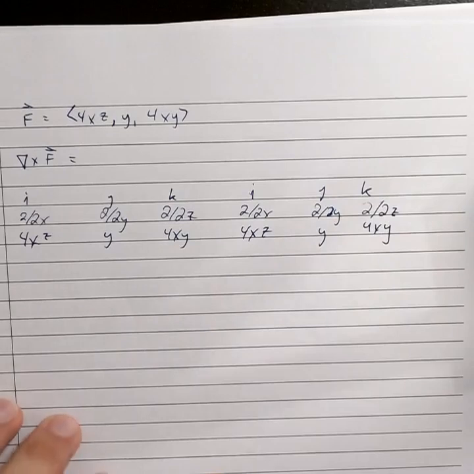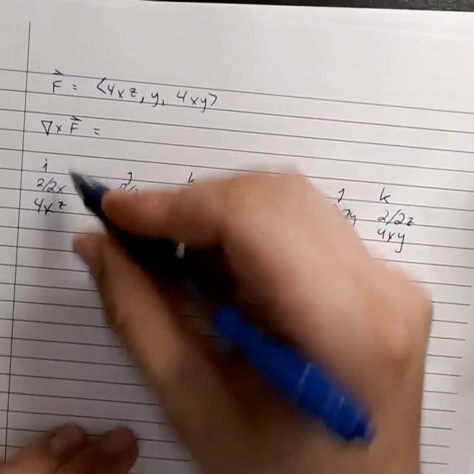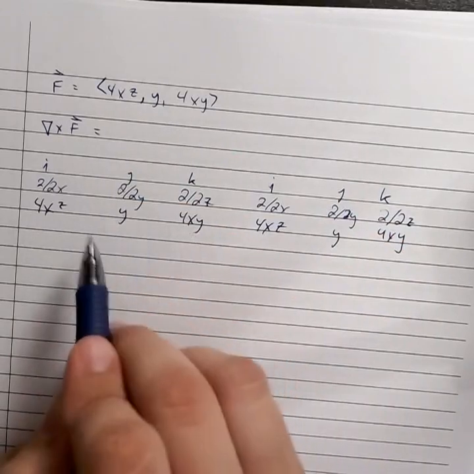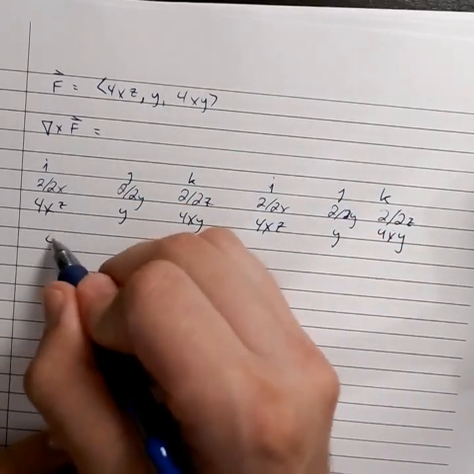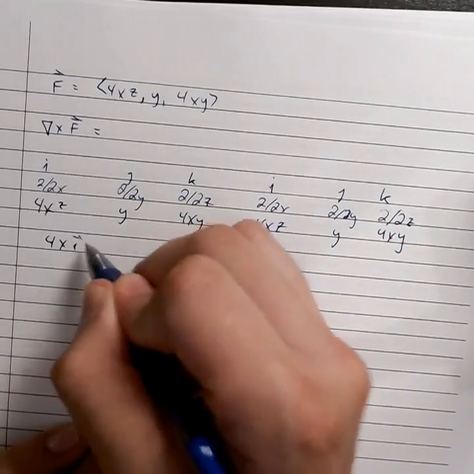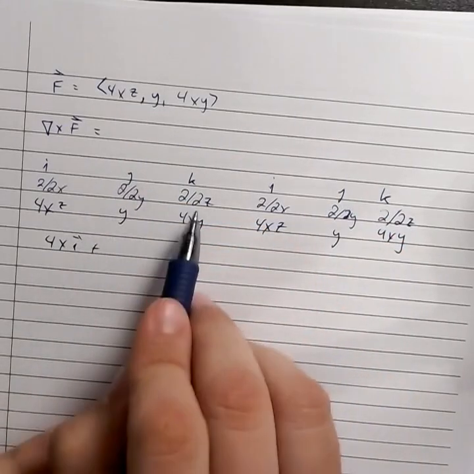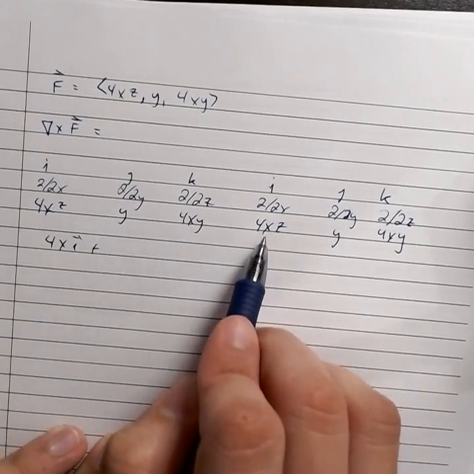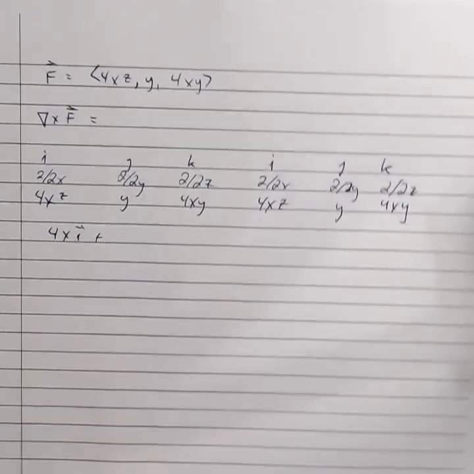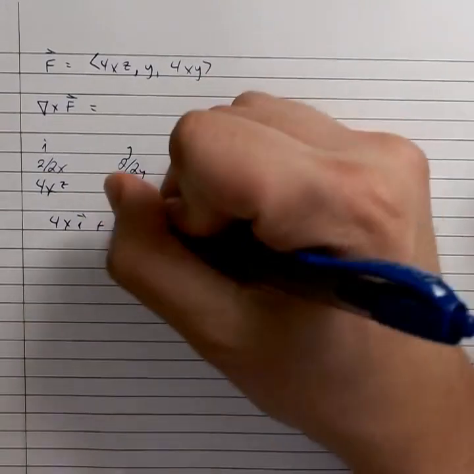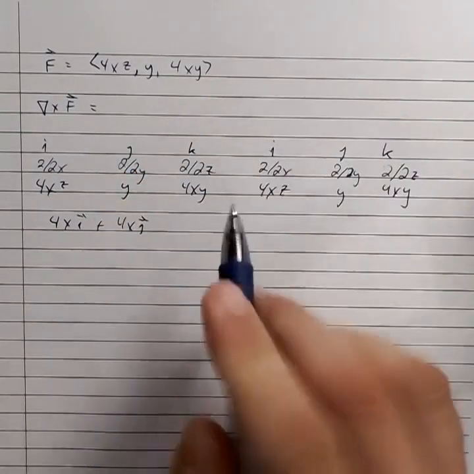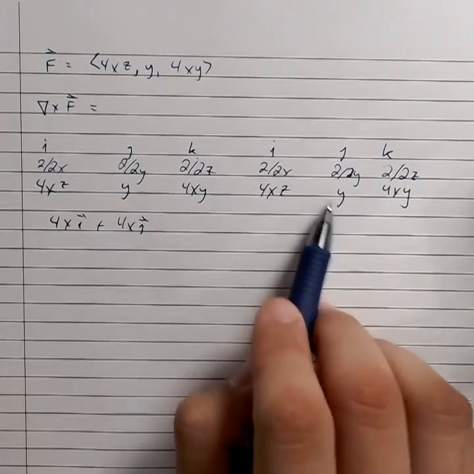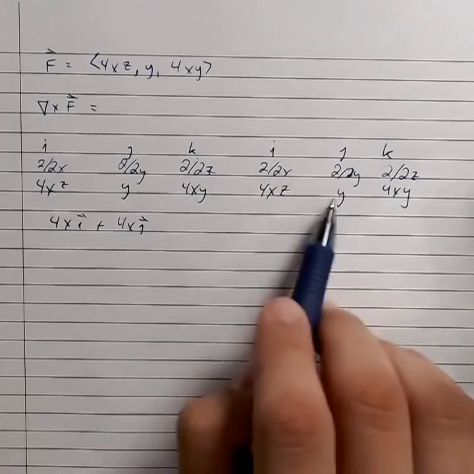Just like that. So now, that's going to be the derivative of 4xy with respect to y. That's just going to be 4x i. Plus the derivative with respect to z of 4xz. Well, that's going to be 4x as well there. And if I take the derivative with respect to x of y, well, that's a constant with respect to x, so that derivative is going to be 0.